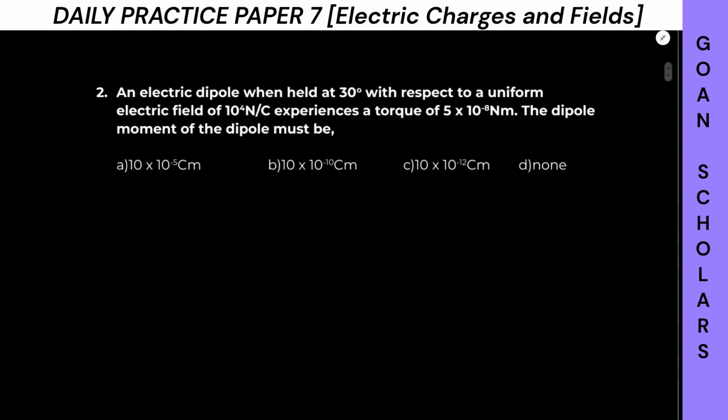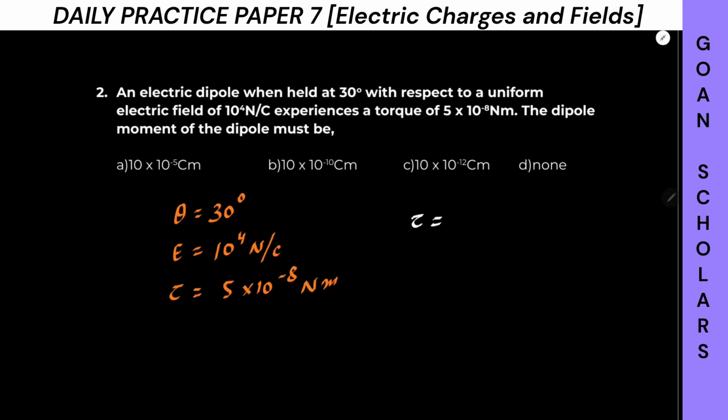So question number 2 says an electric dipole when held at 30 degree. So theta here is 30 degree given, with respect to a uniform electric field E which is 10 to the power 4 Newton per coulomb, experiences a torque. Torque is given by tau, which is 5 into 10 to the power minus 8, and unit is Newton meters. The dipole moment you have to find. So what's our relation for torque? Torque tau is equal to PE sin theta, where P is the dipole moment, E is the electric field, and theta is the angle.